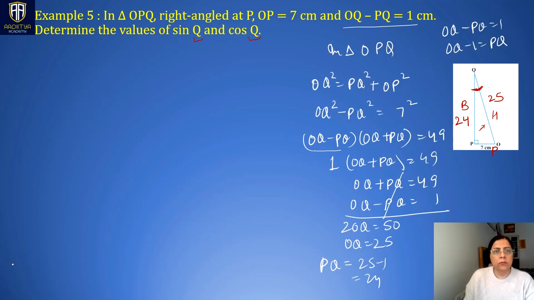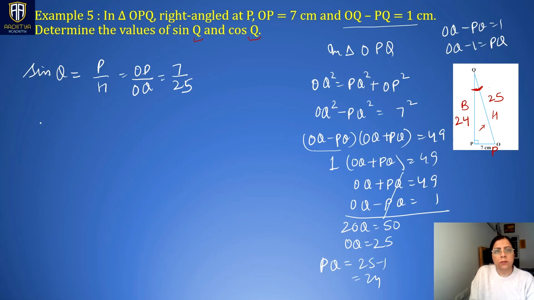So now we can solve. Determine the values of sine Q. Sine Q is what? Perpendicular upon hypotenuse for Q. Perpendicular is OP. Hypotenuse is OQ. This is 7 upon 25. And cos of Q is base upon hypotenuse. Base for this figure, angle Q, is PQ. PQ upon OQ, which is 24 upon 25.